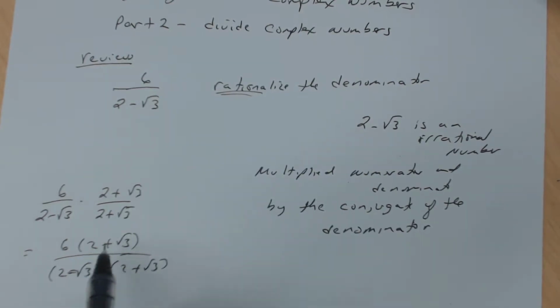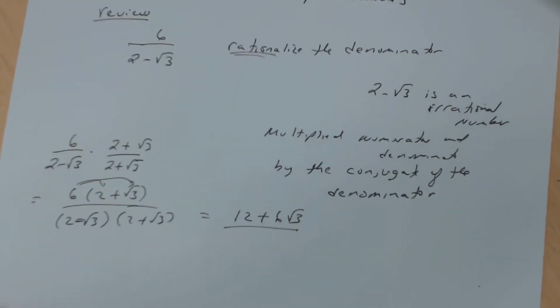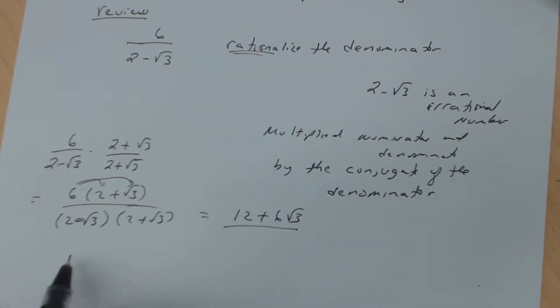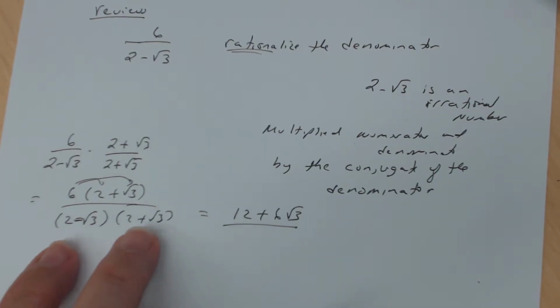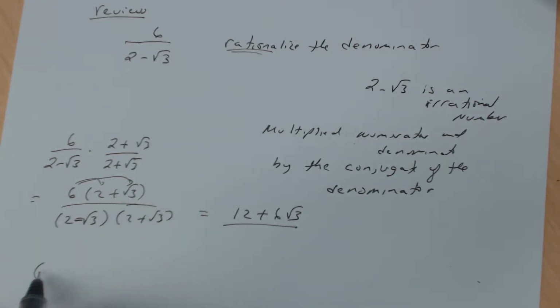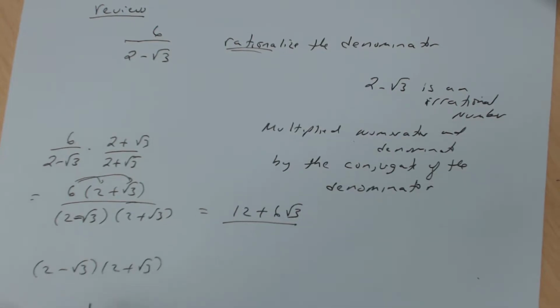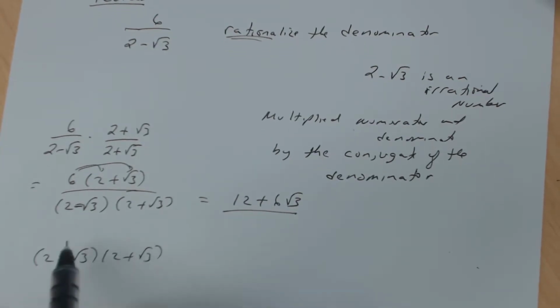In the numerator, you're going to distribute, and I get 12 plus 6 square root of 3. In the denominator, you have two binomials, so you can use the FOIL method. Now remember what happened when you multiplied conjugates. So you have 2 minus the square root of 3 times 2 plus the square root of 3. I'm going to use the FOIL method, and then you're going to see what happened.